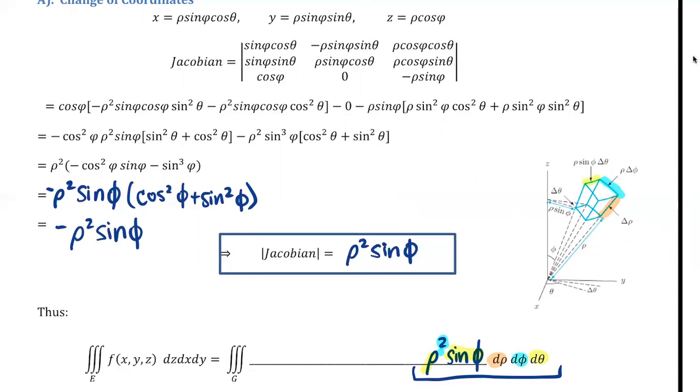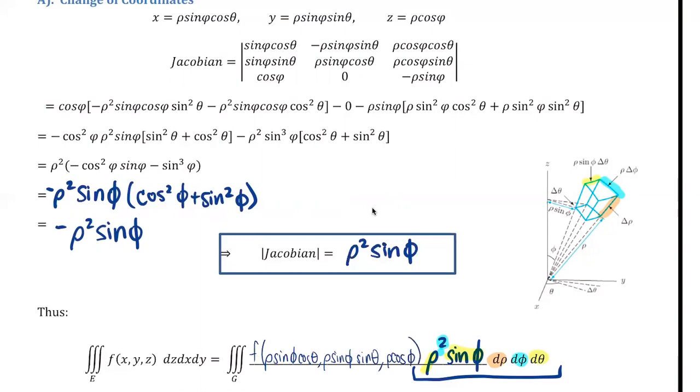Then the other piece in changing variables is that I need to rewrite my integrand to be in terms of x, y, and z. And in spherical coordinates, we just showed that x is rho sine phi cosine theta, y is rho sine phi sine theta, and z is just rho cosine phi.